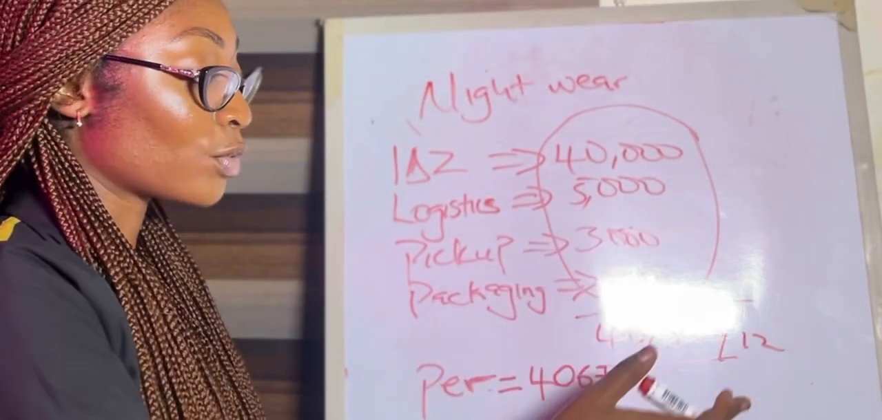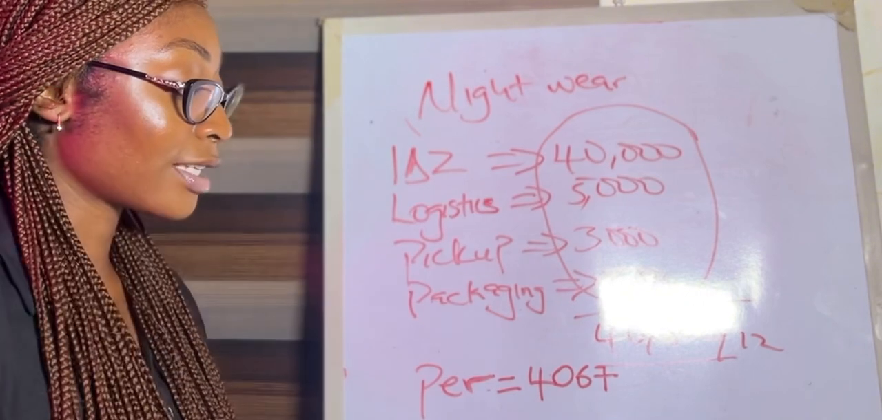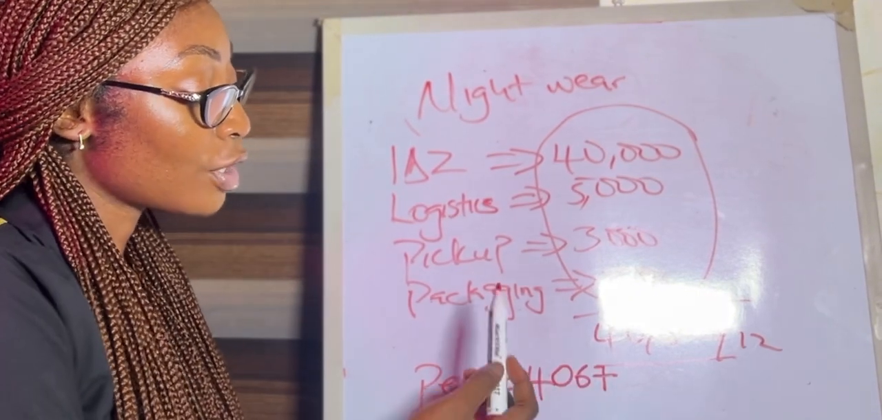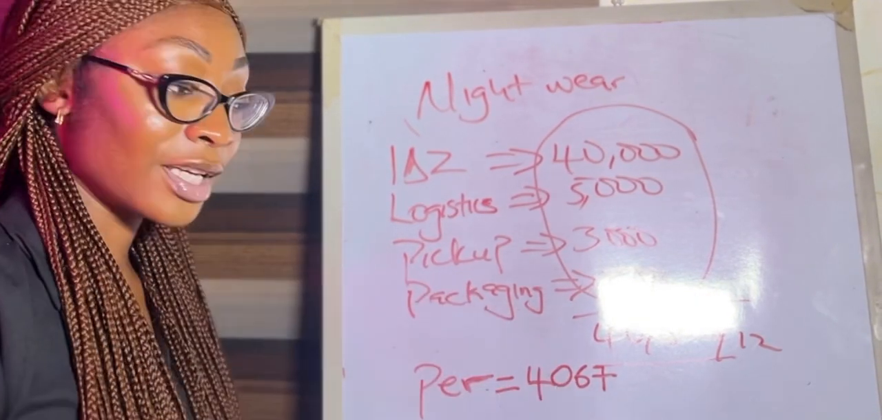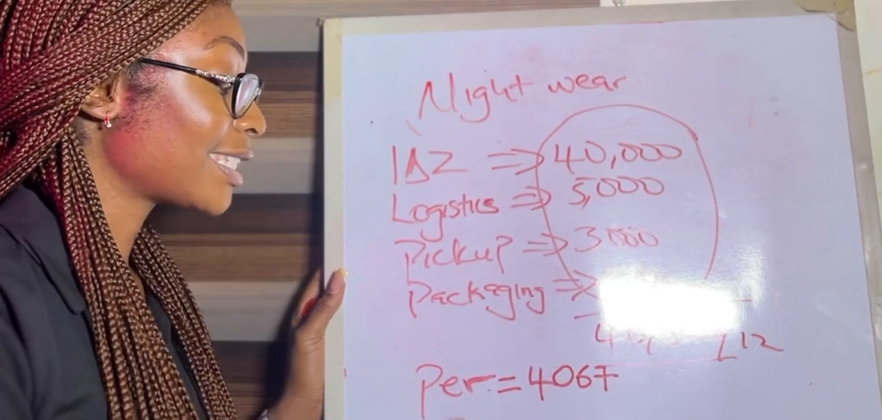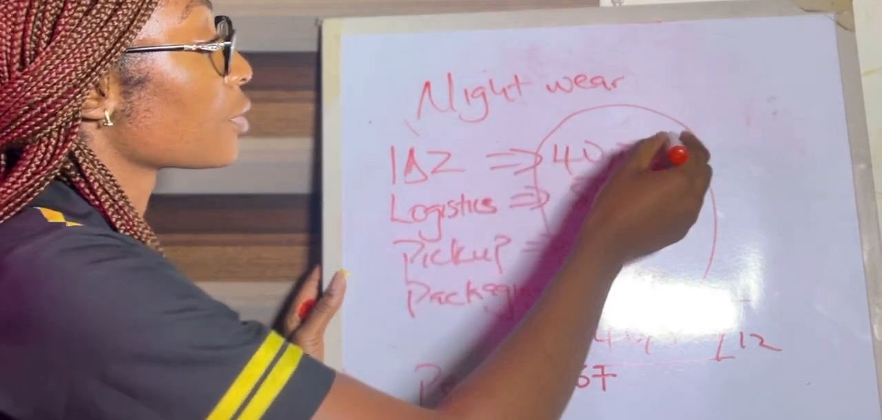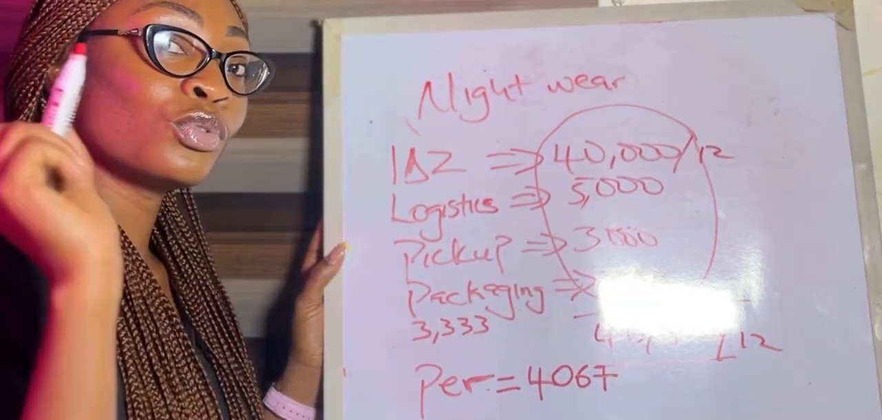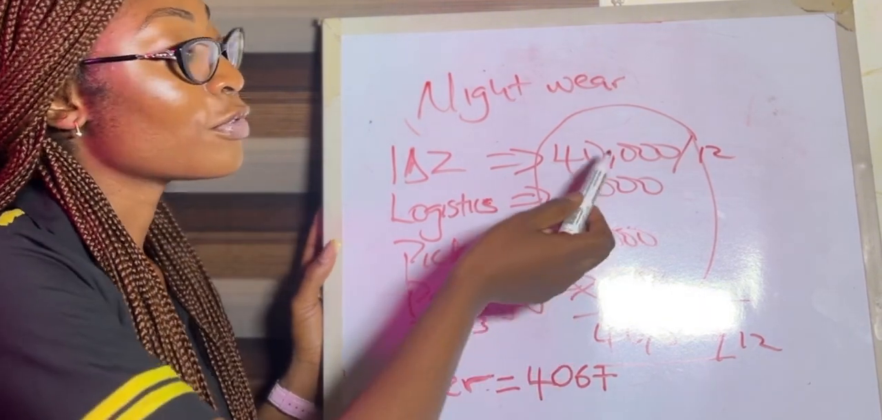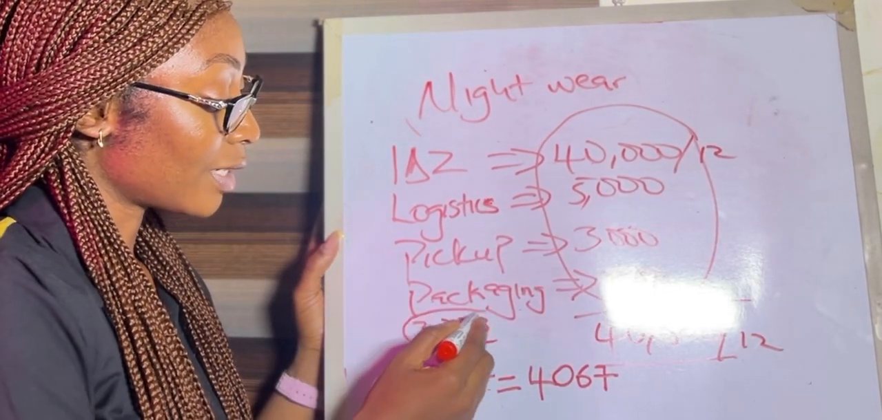So when you divide this by 12, it's going to give you 4066.66, I guess. So you're just going to approximate it and make it 4067. That is the amount you actually got one piece of nightwear for, instead of what you'd get by doing 40,000 divided by 12. The amount you use in buying it from your supplier, 40,000 divided by 12, is getting a piece for 3,333 naira.